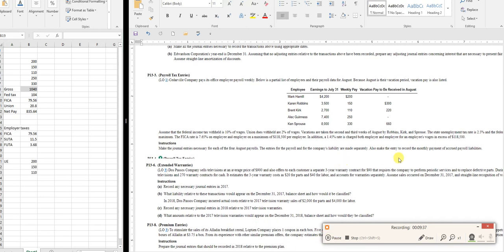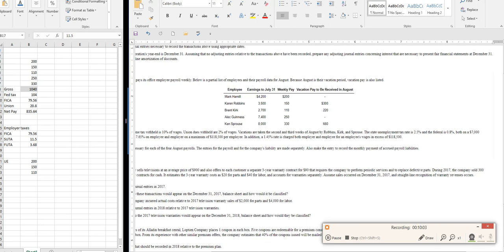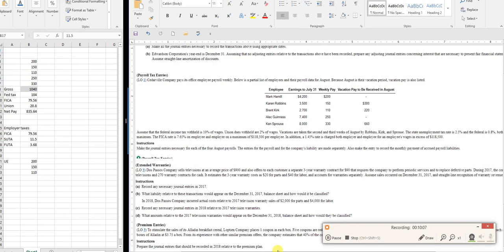All right, now we're going to do the employer portion. The employer pays 3 taxes: FICA, state unemployment, and federal unemployment. FICA is simply you match the employee, so I just brought that number down. State unemployment is paid at the rate of 2.5%, but only on the amount up to 7,000, and federal is 0.8% of the same.